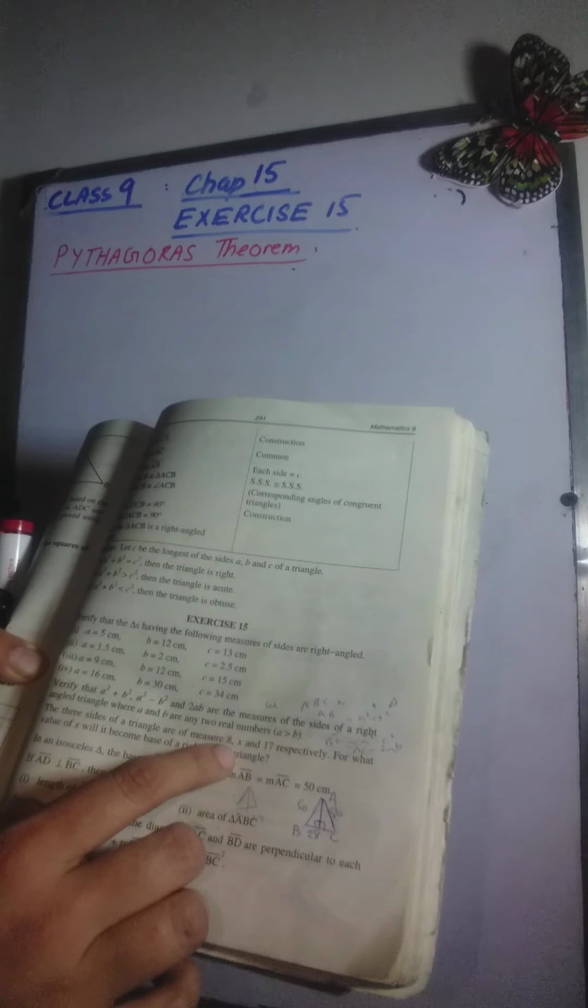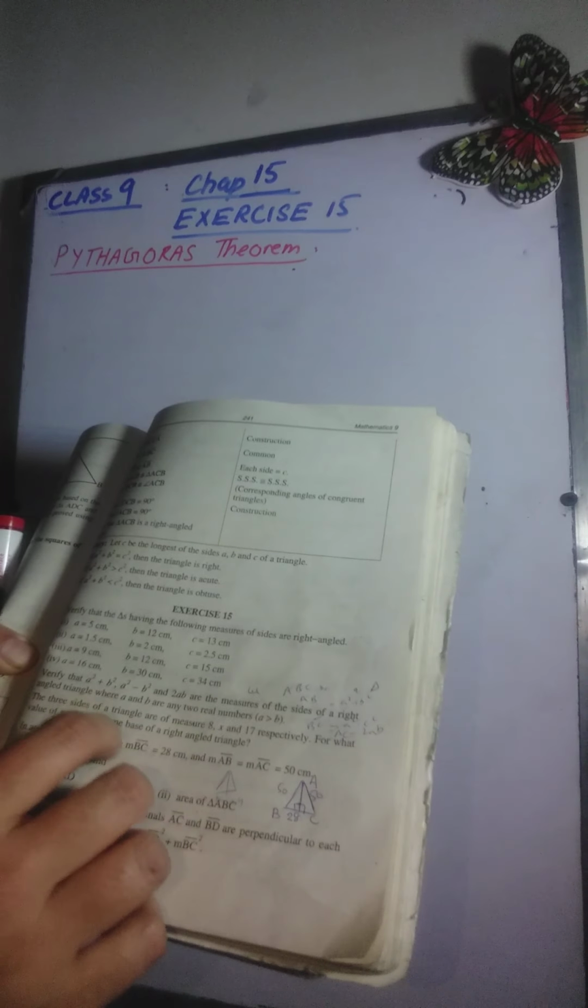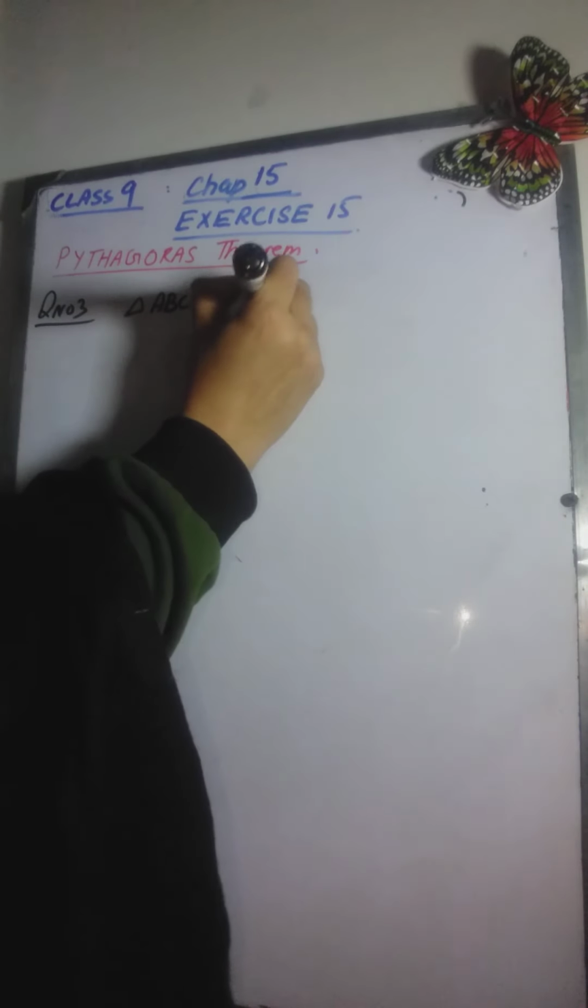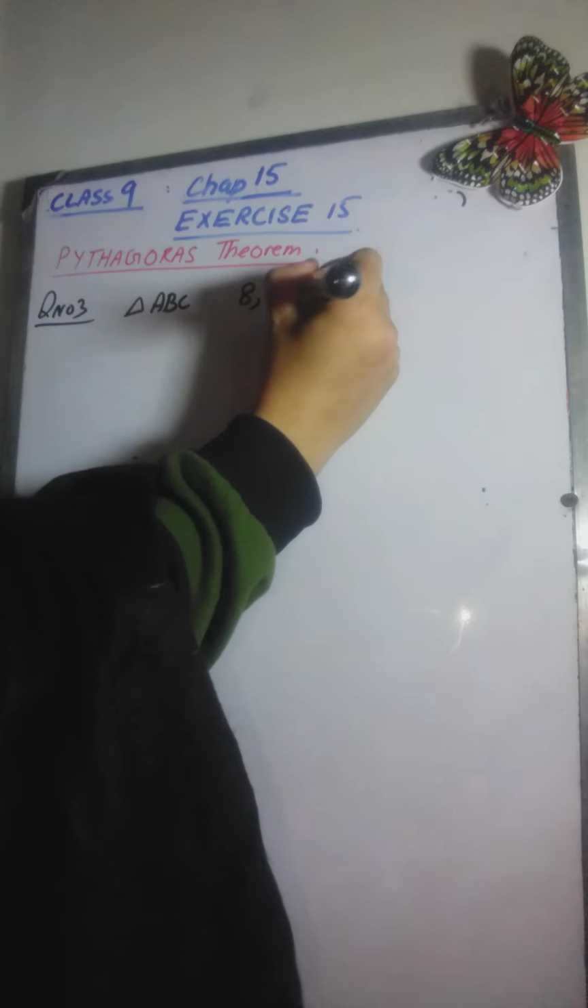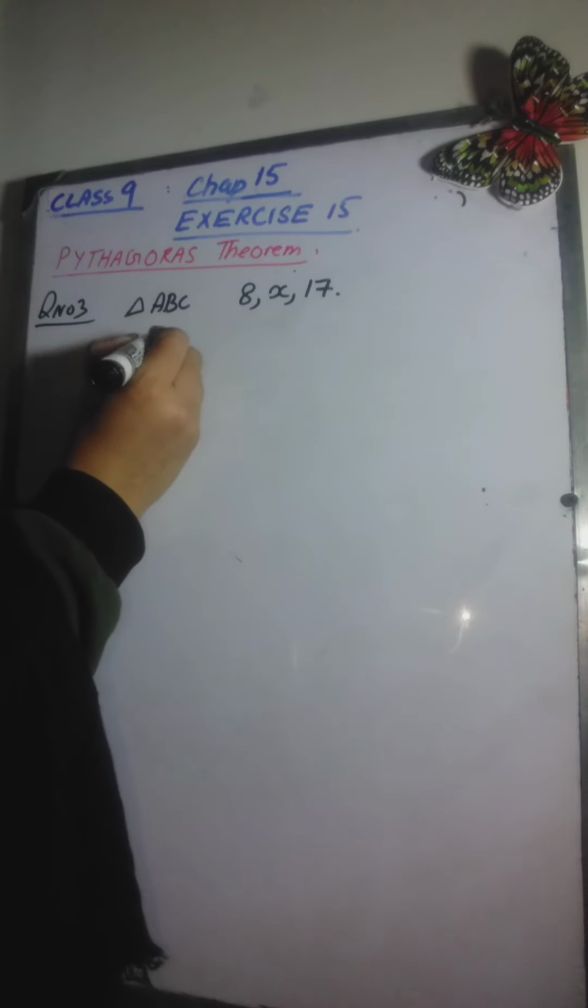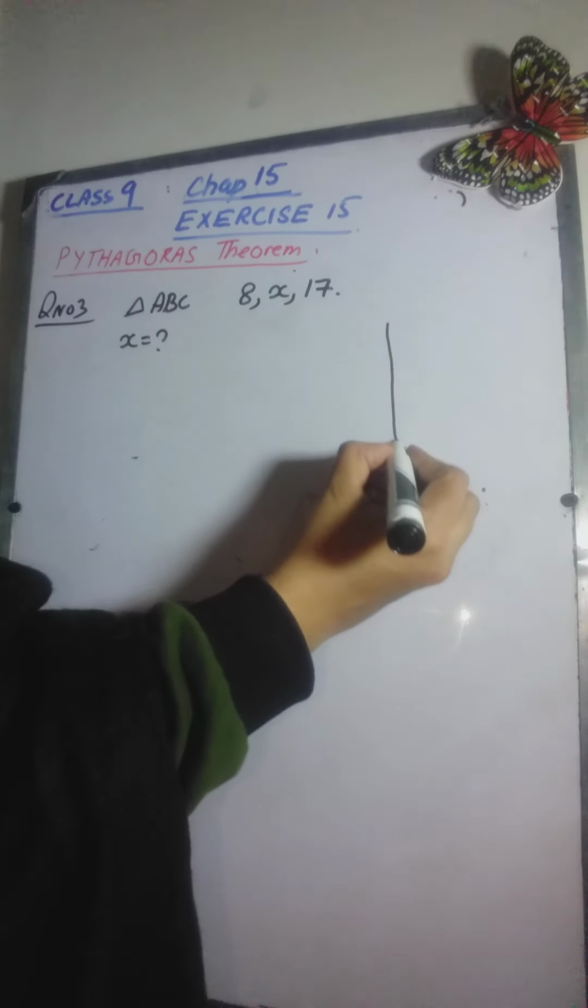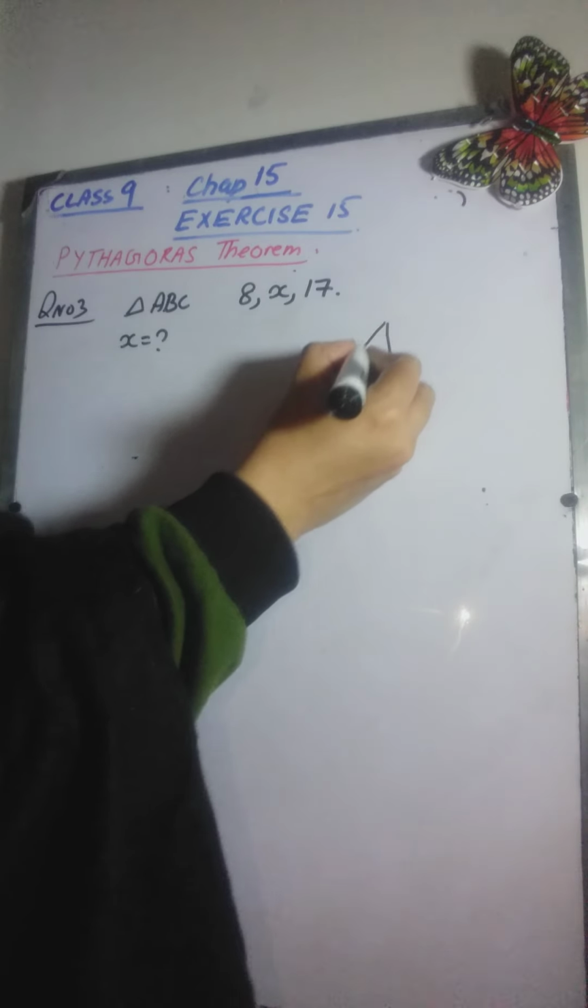So we are going to find the value of x for which this will be the base of the right triangle having this measurement. What they have given to us in question number 3 is triangle ABC, with the measurements 8, x and 17. Now they want the value of x for which this will become the base of the right triangle.